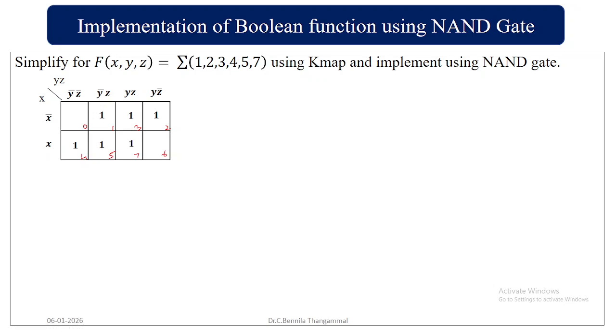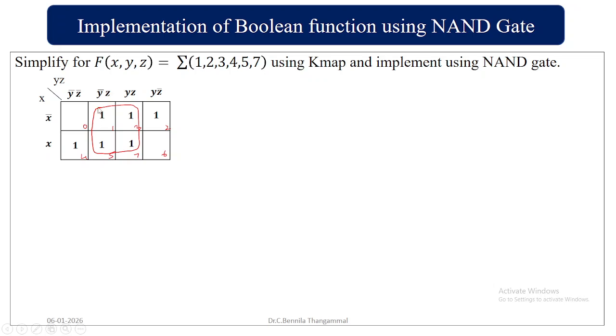So this is the case here. We have to go for the grouping here. First we have to check for an octet. Here an octet is not possible, so I can go for a quad. So 1, 3, 5, 7. I can group this one, 1, 3, 5, 7, to have a quad here.